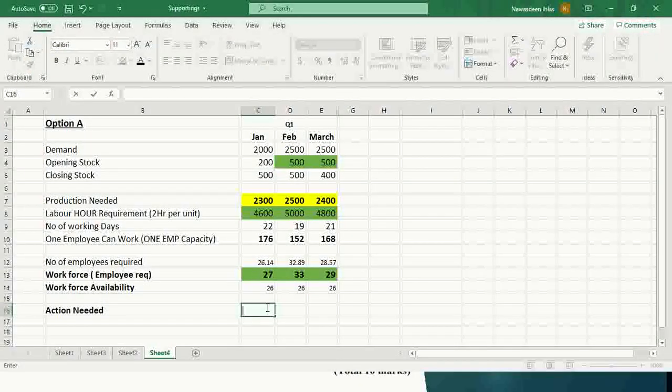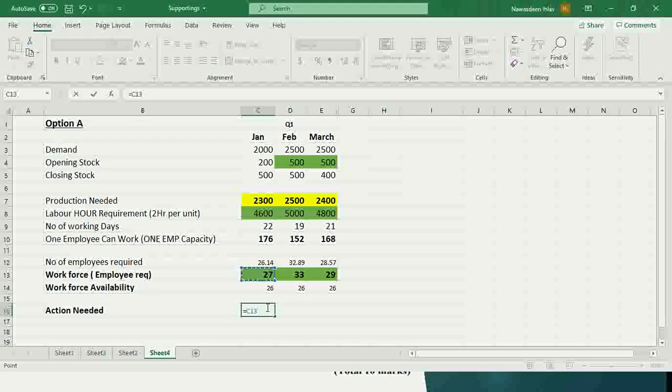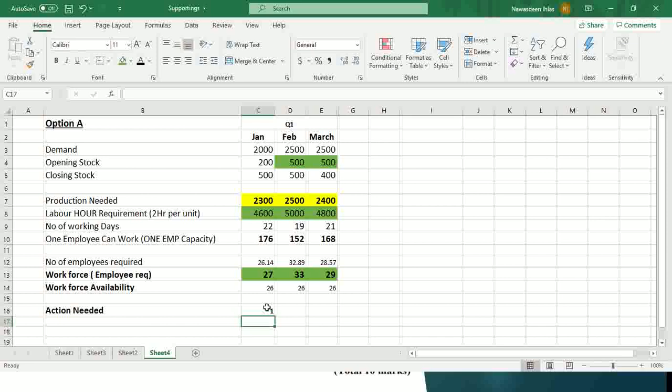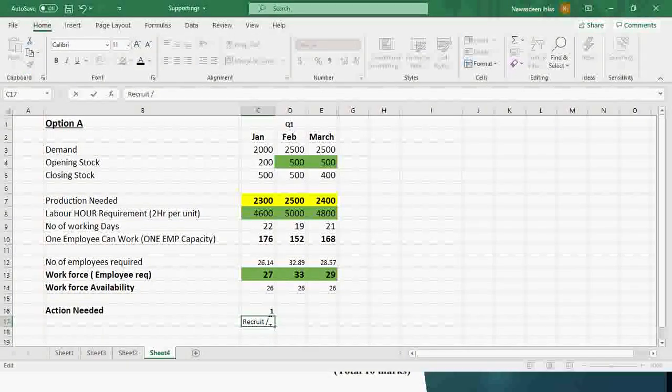Here you can see there's a shortage. We need 27 employees, but we are having only 26. What do you want to do? We want to recruit one. Which means there will be a new employee.